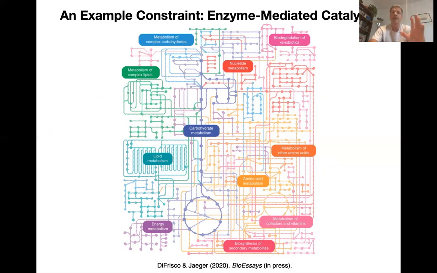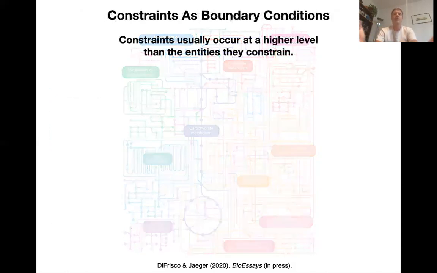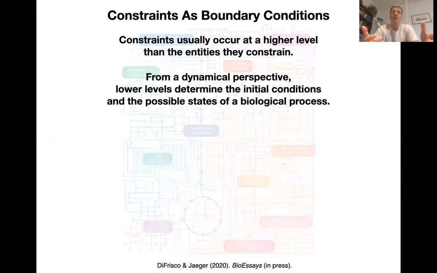So, a classical example of a constraint. And we are also thinking of enzymes being produced at the genetic level, so they are supposed to be instantiated at a higher level than the metabolic reactions that happen underneath the set of enzymes of a cell. So constraints usually occur at a higher level than the metabolic reactions, the entities they constrain. And if you look at the whole thing from a dynamical perspective, lower levels determine the initial conditions and the possible states of a biological process.